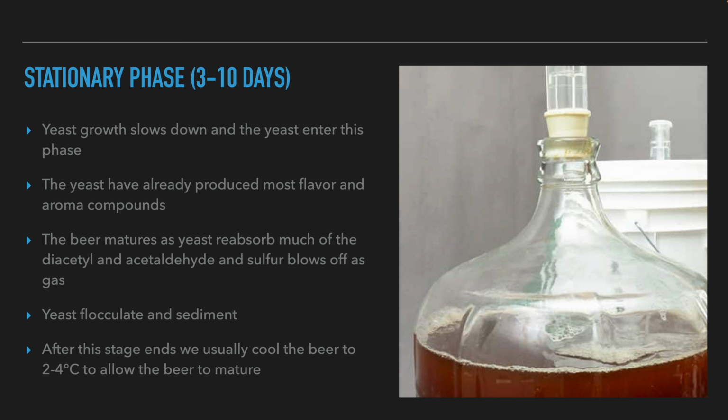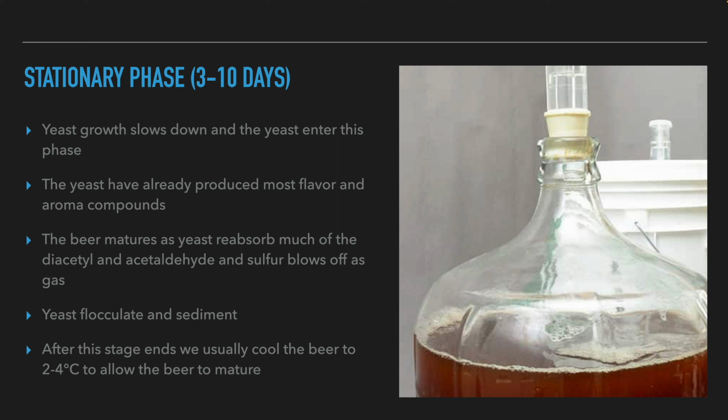The third and final phase is called the stationary phase. At this phase, the yeast has already consumed most of the sugar and their growth begins to slow down. The yeast has already produced most of the flavors and aromas and they move on to clean the beer. When the beer matures, the yeast clean the diacetyl and the acetaldehyde into aromaless and tasteless compounds, and sulfur is also expelled out as a gas.